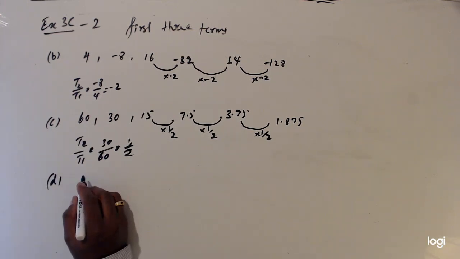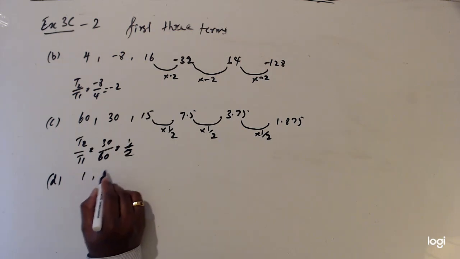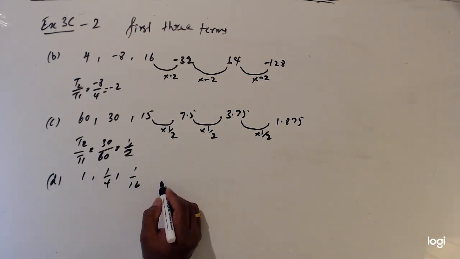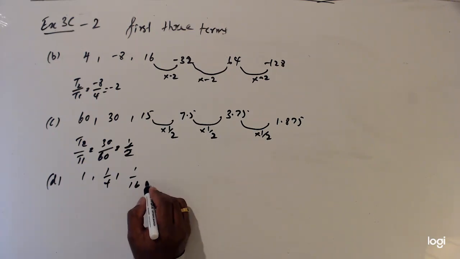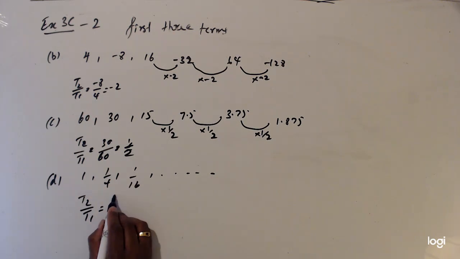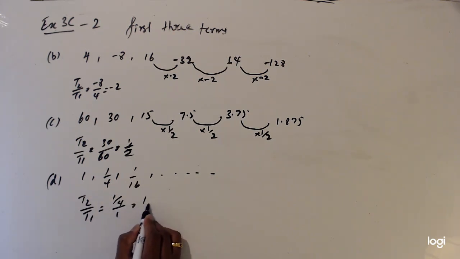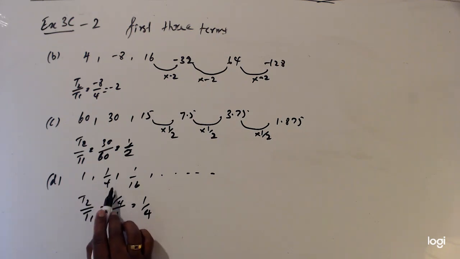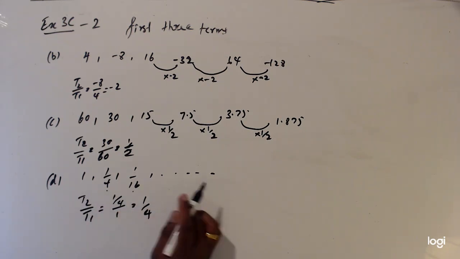Part D: 1, 1 over 4, 1 over 16. So T2 divided by T1 equals 1 over 4 divided by 1, which is 1 over 4. So we want to multiply by 1 over 4. So I can see that 4, 16.